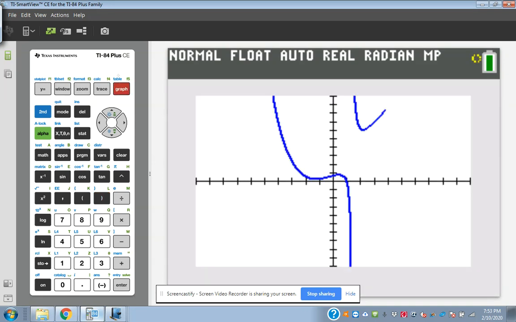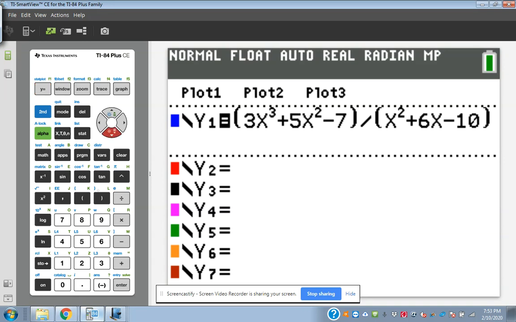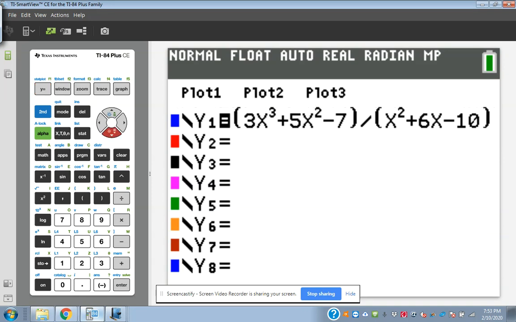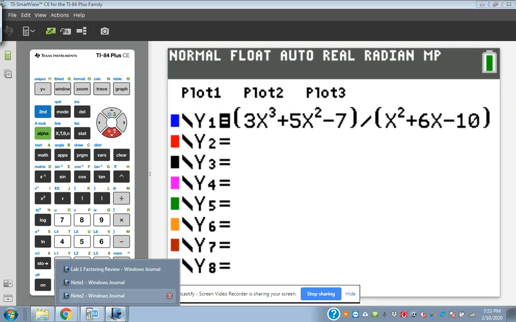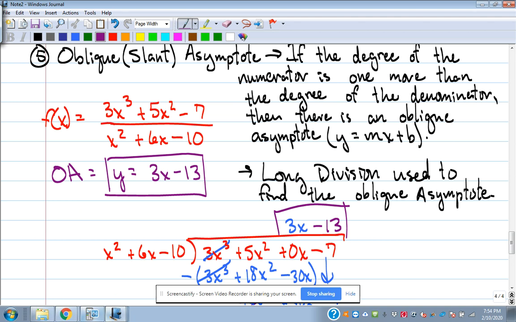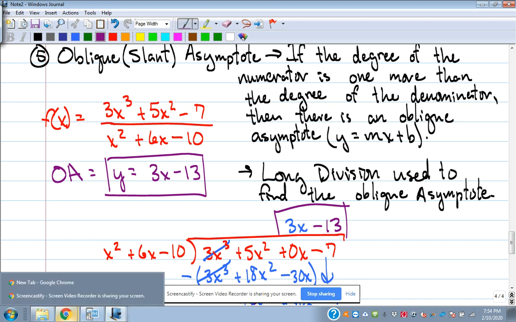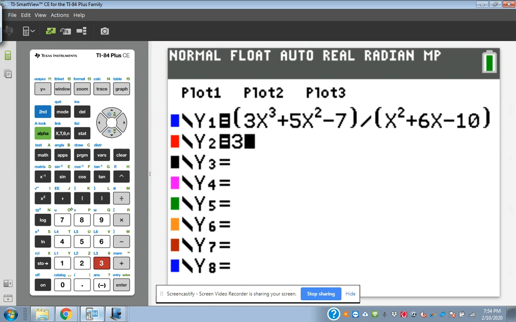Here's the original graph. I'm going to graph the oblique asymptote on there, which we found was 3x minus 13. So on my calculator, I'm going to enter 3x minus 13.